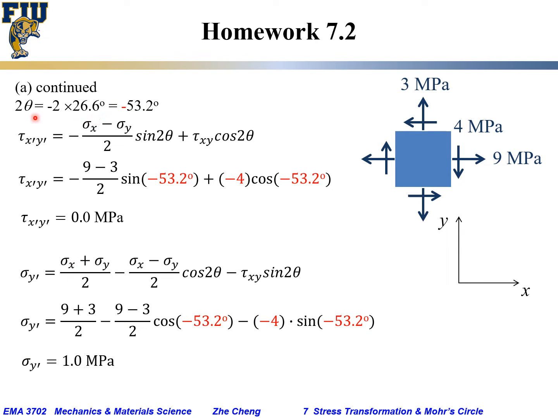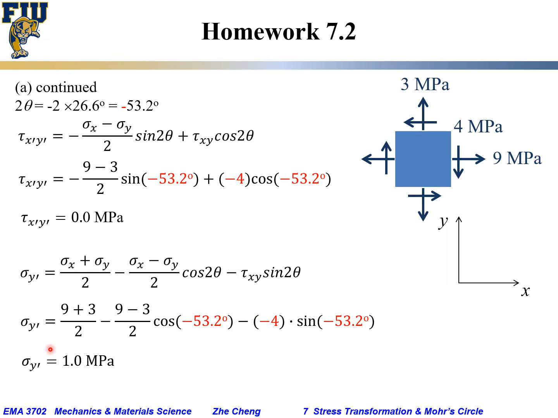Similarly, for 2 theta, again it's minus 53.2 degrees, and tau x prime y prime would be given by that equation, but in that equation the 2 theta would be negative. The tau xy, again similar to before, would be negative 4, and you would get tau x prime y prime approximately 0 megapascal.